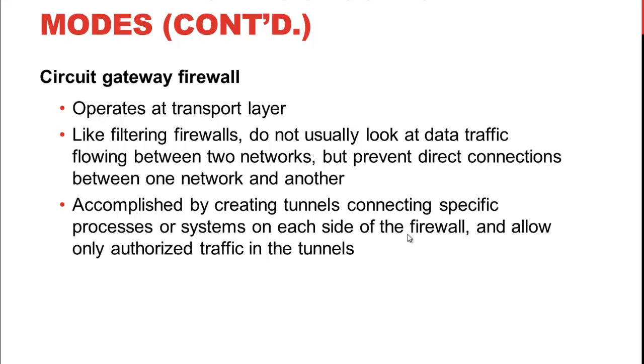Circuit gateway firewalls operate at the transport layer of the OSI model, and connections are authorized based on IP address alone. Just like filtering firewalls, the circuit gateway firewall does not usually look at data traffic flowing between one network and another, but they do prevent direct connections between one network and another. And they accomplish this by creating tunnels connecting specific processes or systems on each side of the firewall, and then they allow only authorized traffic, such as specific types of TCP connections, for only authorized users in these tunnels.